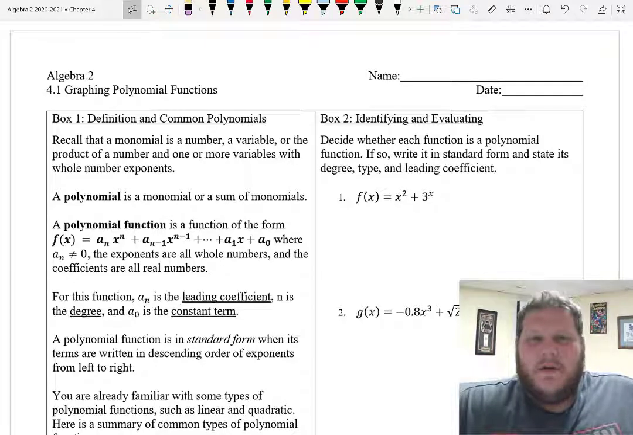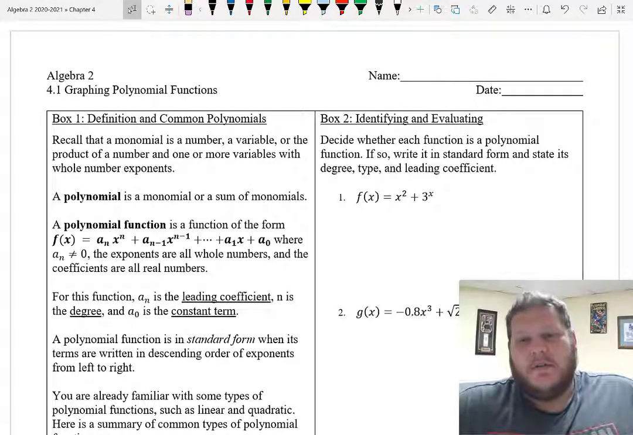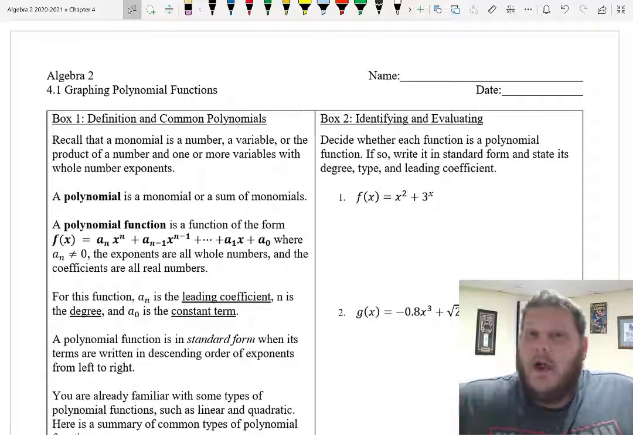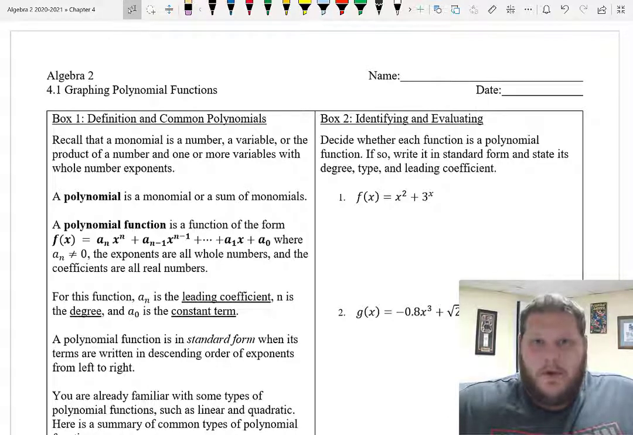Hey guys, today we are starting chapter 4, which is all about polynomial functions. And here specifically for 4.1, we are talking about how we can graph polynomial functions. Now obviously we've graphed a bunch of different polynomials before, but here we're looking at a more generic term where we're going to be exploring higher degree polynomials.